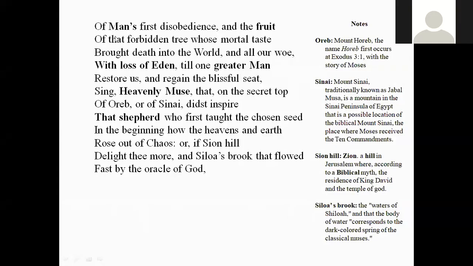Okay. The thing is that man's first disobedience, we have read it. So with loss of Eden, this loss of Eden means paradise lost, till one greater man restore us. This is the sign Milton is giving us, that definitely after this, I am going to write Paradise Regained. So this is the name of the first epic, Paradise Lost, and this is the name of the second epic.